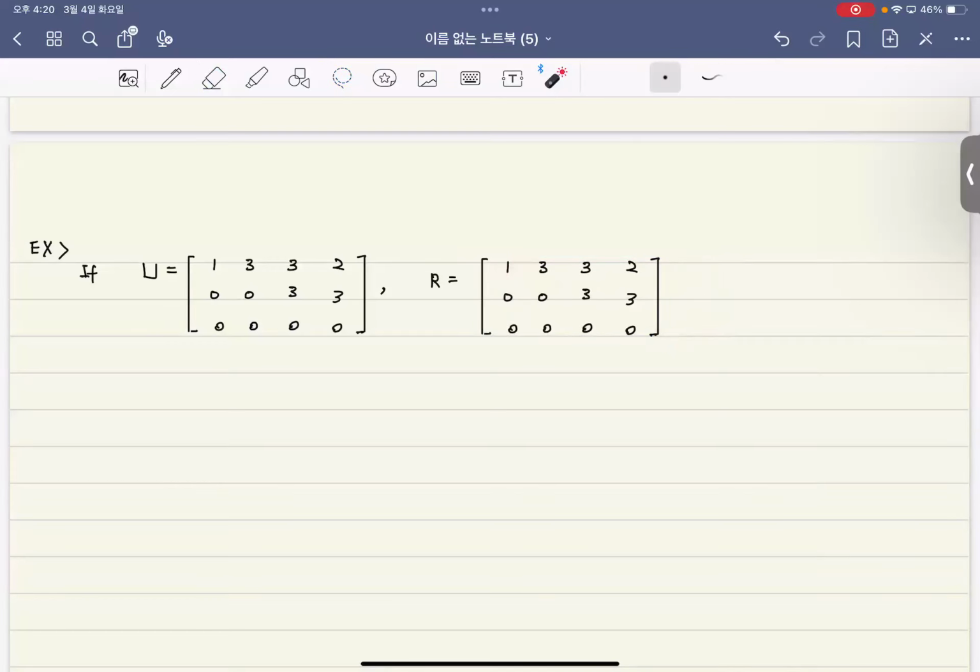here. This is already 1, so I don't need to multiply anything for the first row. And this is 3, so dividing everything by 3, I will have this, right? Now I want to multiply -3 to the second row and add it to the first. Then, right? And I'm done. So this is the reduced row echelon matrix of the original matrix A. Okay.